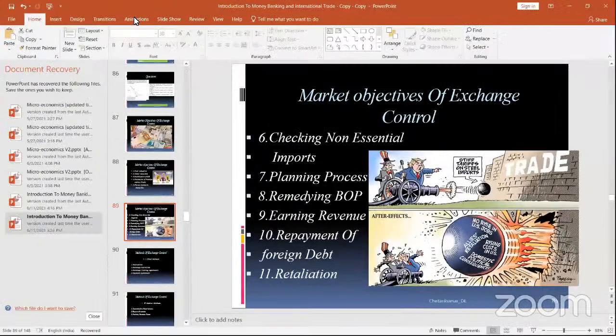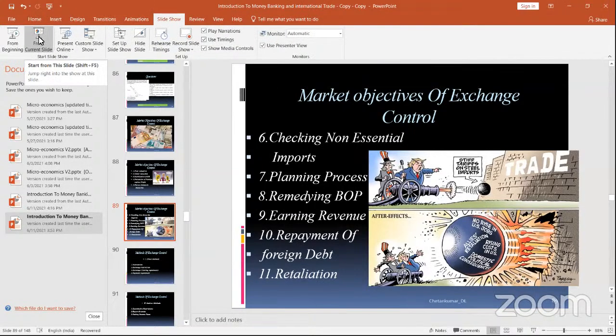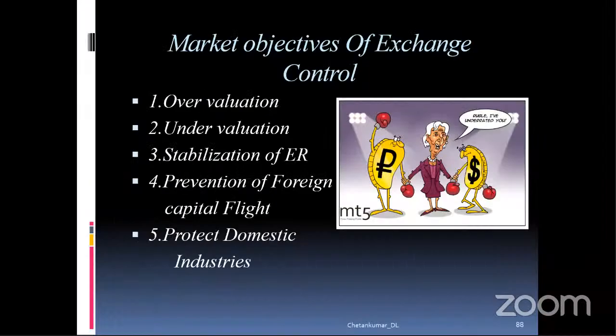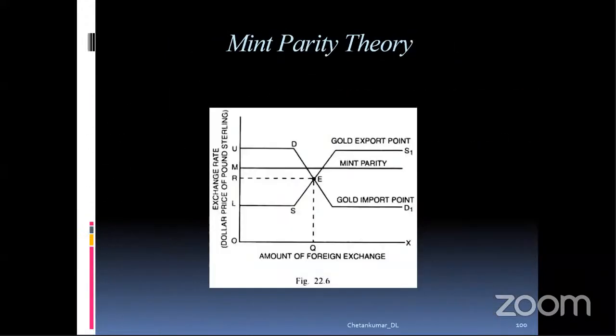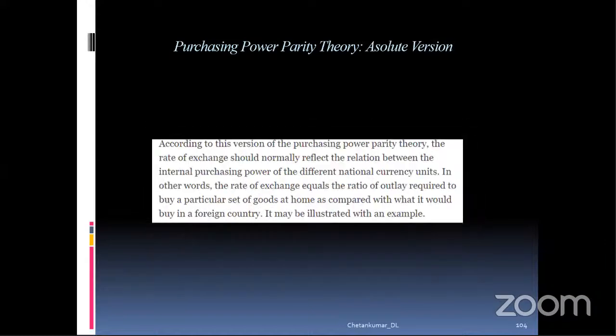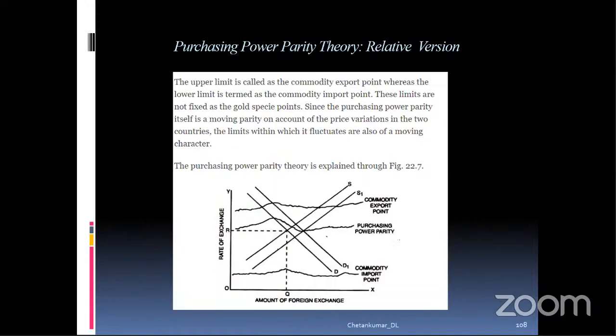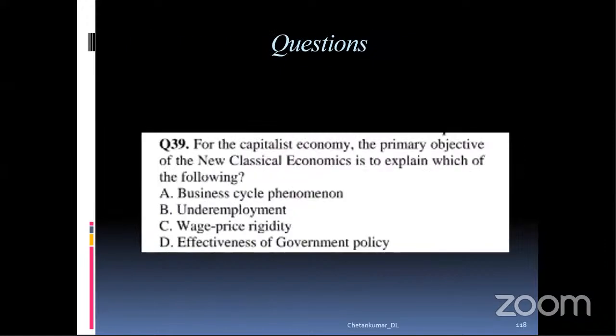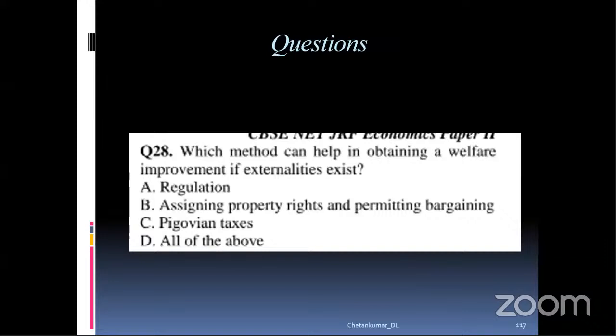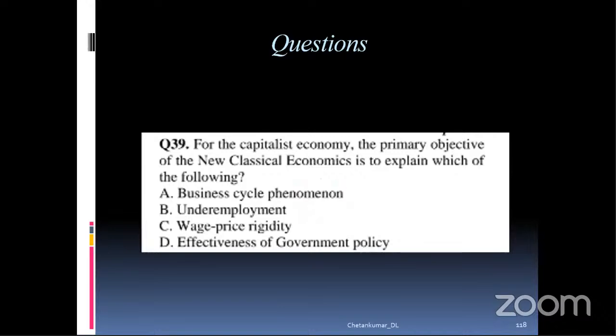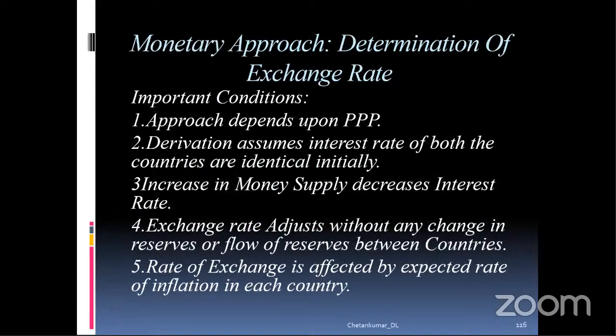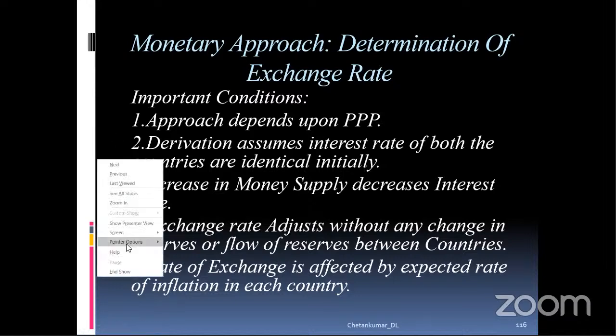And here we have slideshow from current slide. So from current slide, market objectives, exchange rate control was done, theory, purchasing power parity theory. Let's start with purchasing power parity theory. We will start with the monetary approach, which was done. Monetary approach was done, and after that all this was done. Anyway, these two questions I don't think we have solved. So let us continue with this.